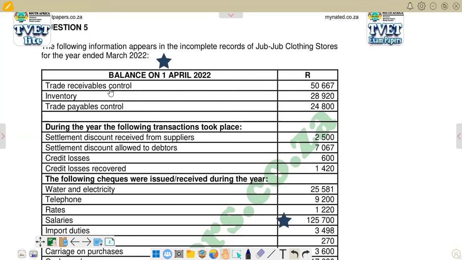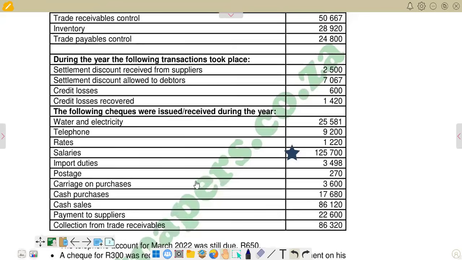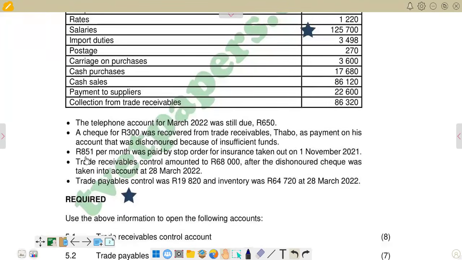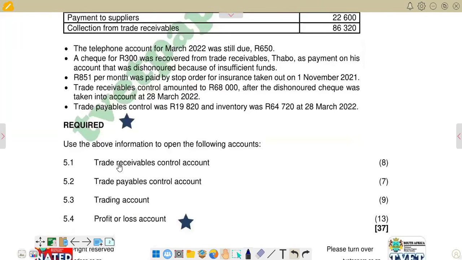have in terms of trade receivables control, inventory, trade payables control. And then also we are given information of what happened during the year: the following transactions took place. Then we have got other information that is going to follow. So you'll see that under the list of balances, we also have additional information in point form. And then on the required part, it reads: use the above information to open the following accounts.